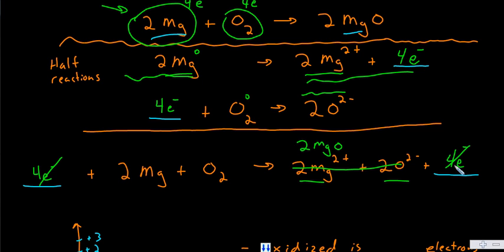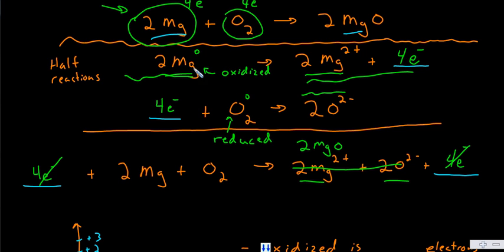All right, now we take a look at this and we see that the magnesium lost electrons. Electrons were released from it, and so we will call this magnesium oxidized. And this oxygen molecule absorbs 4 electrons to turn into oxide. We will call it reduced.